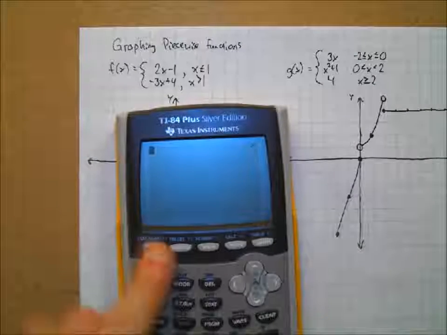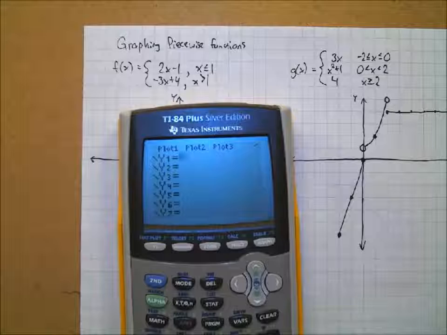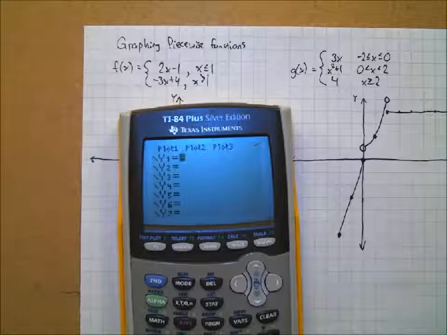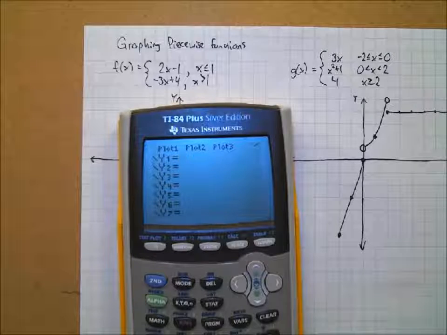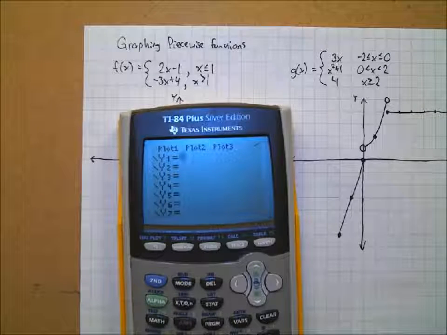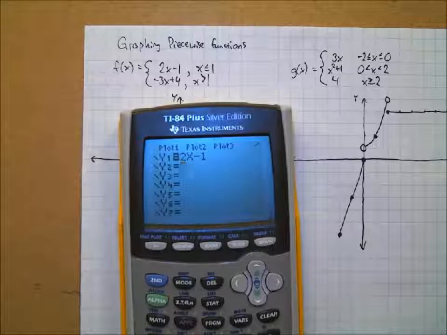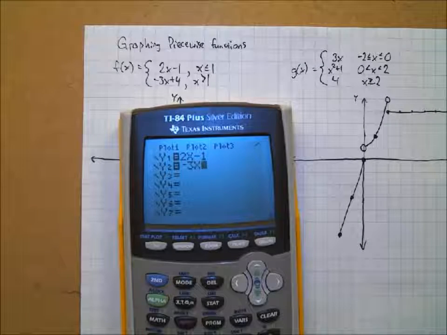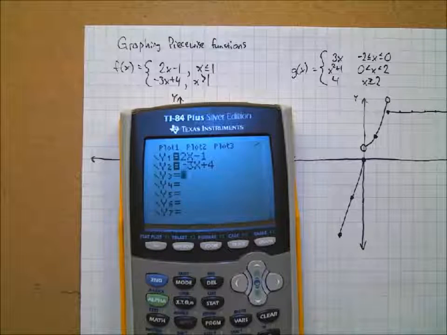So, you're going to go to your y equals. We're going to put each piece of our piecewise function into a separate y equals. So 2x minus 1, I'm going to put in y1, and then negative 3x plus 4, I'm going to put into y2. And of course, if you have 3 pieces, you use y3, 4 pieces, you use y4, and so forth. You use as many pieces as you need.